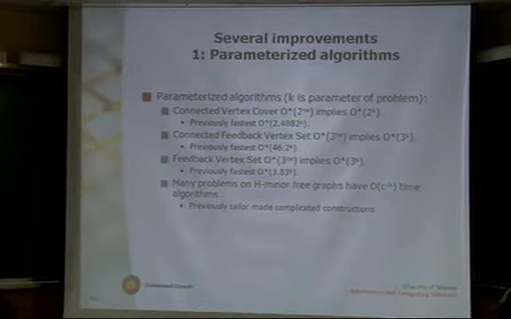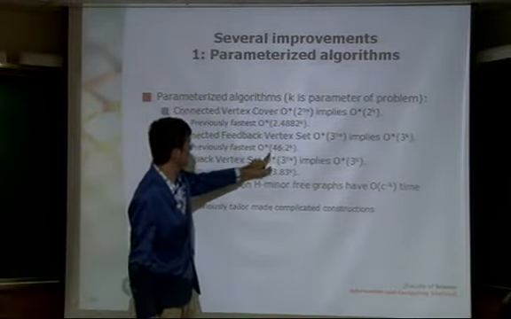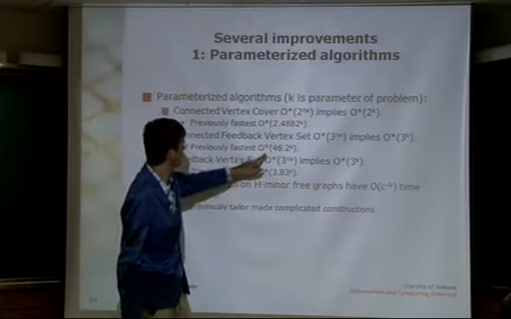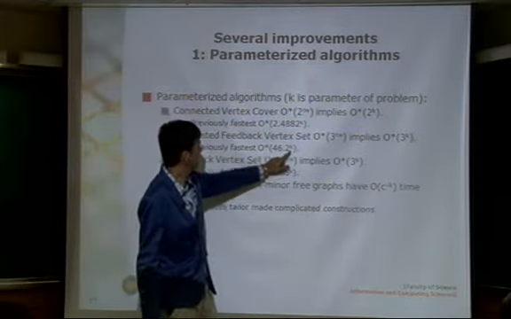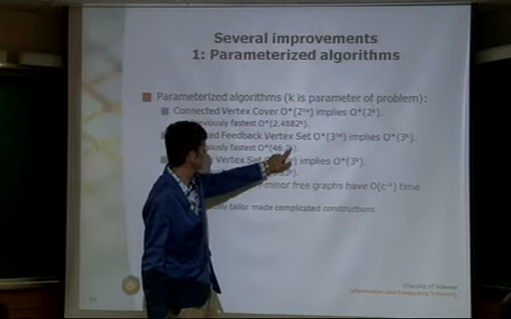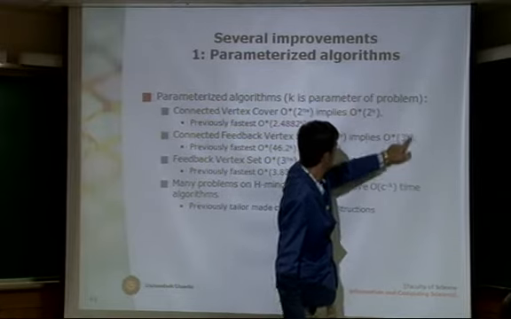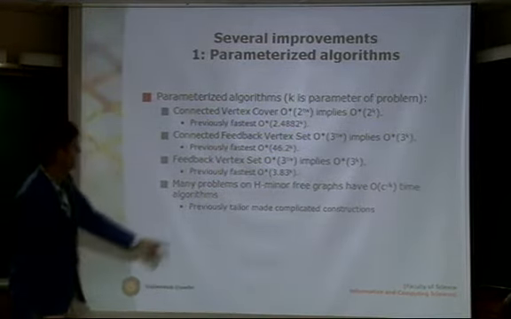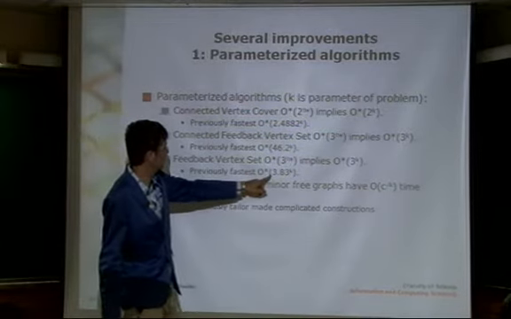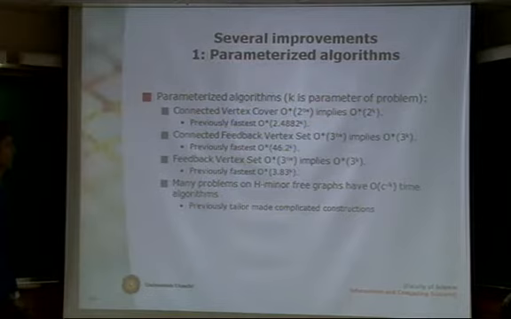So that's connected vertex cover. Connected feedback vertex set also gives quite a dramatic improvement. The previous bound was 46 to the power of the tree width to the target value, and now you can do it in time polynomial in n times 3 to the target value. Feedback vertex set improves from 3.8 to 3 to the target value.